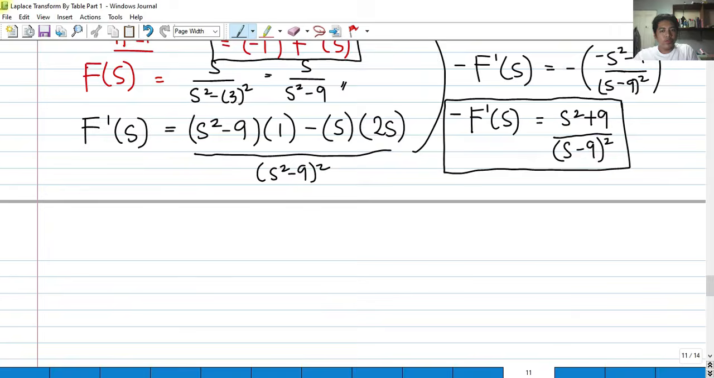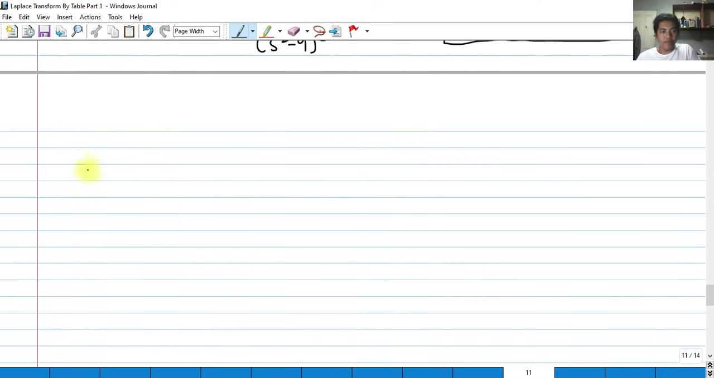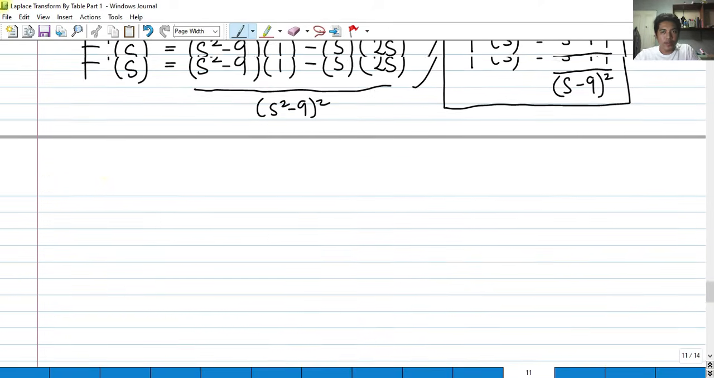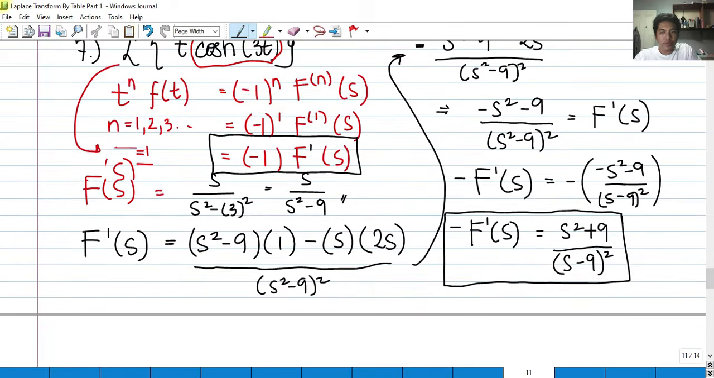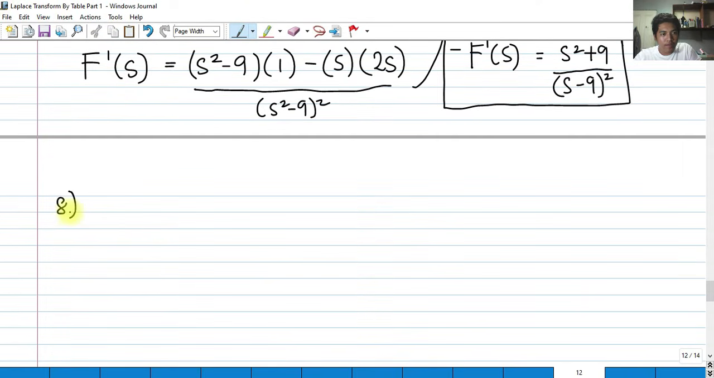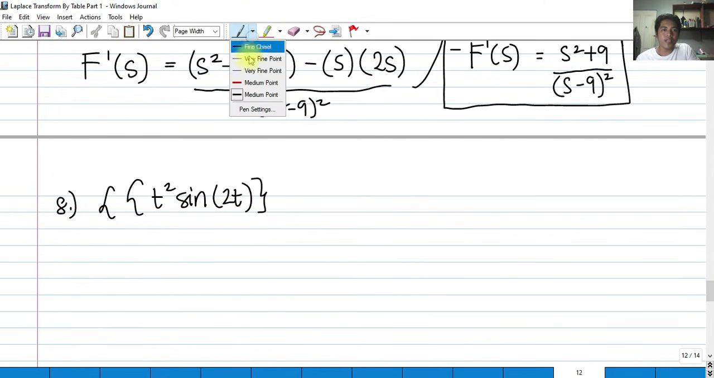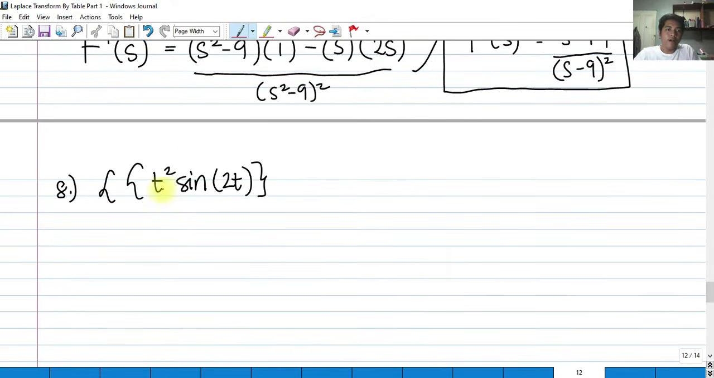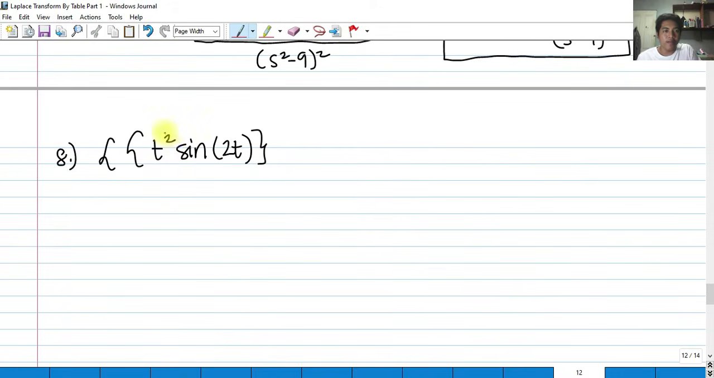So let's move on to the final problem for this video. Okay, so what number is it? Number 8, last problem for this video. We need to find the Laplace transform of t squared sine 2t. Again, this is a function of t raised to a certain positive integer n multiplied by a trigonometric function sine 2t. So this is our f of t.